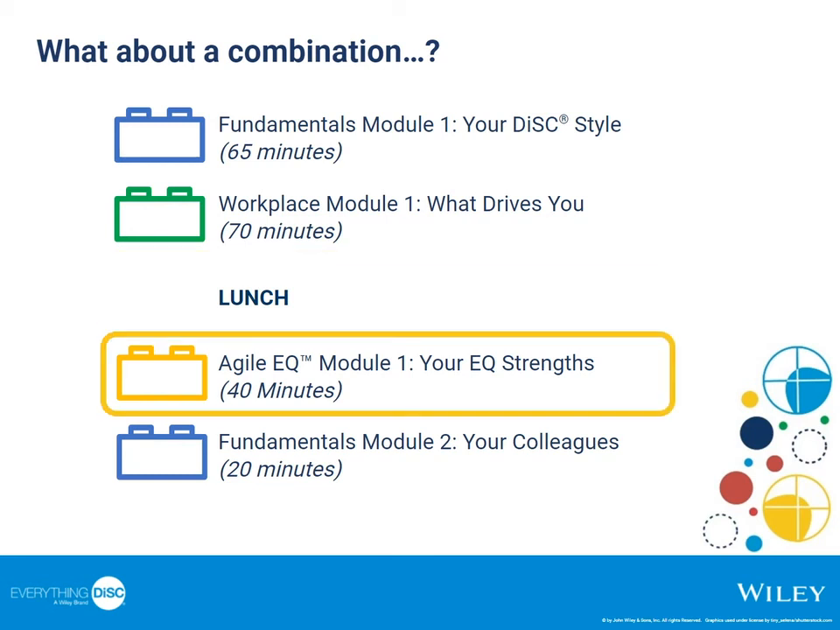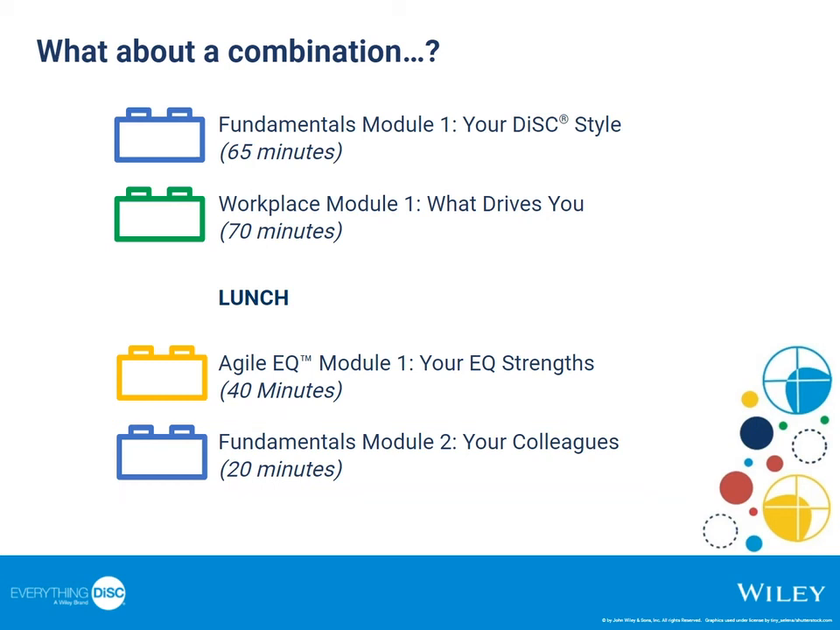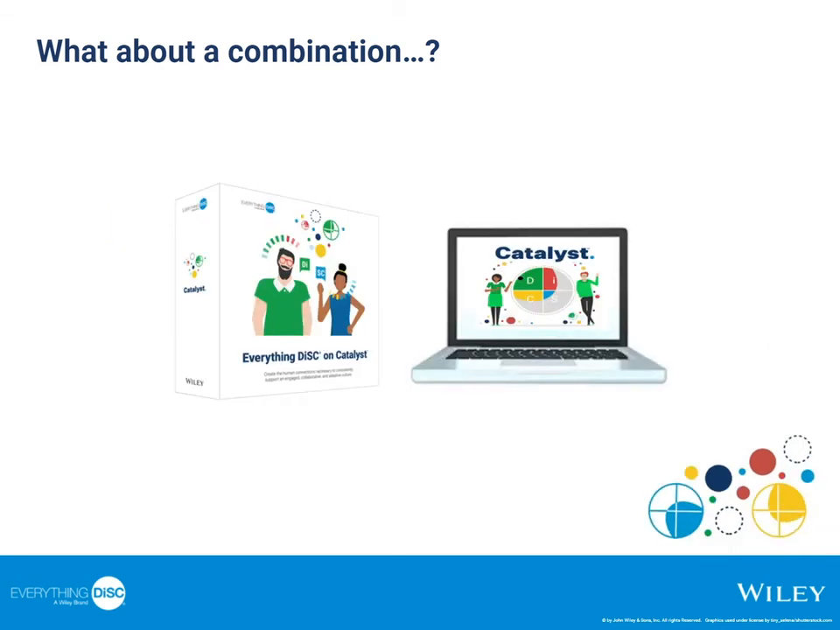Then take a break and continue after lunch with the first Agile EQ module, finishing up with the second Fundamentals module where people learn more about their colleagues. This second portion is approximately an hour, so in total you're looking at 4 hours including a lunch break. As you've heard, learners can of course continue their learning on the Catalyst platform, and you still have other modules you could offer at a later date. Perhaps a deeper dive into EQ comfort zones and developing our EQ, or you could offer a session with more focus on building better relationships in the workplace.